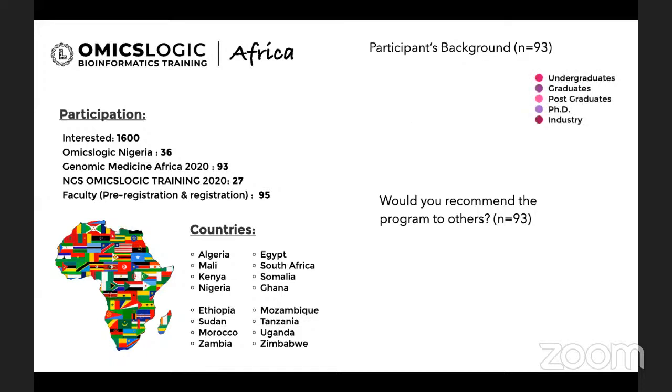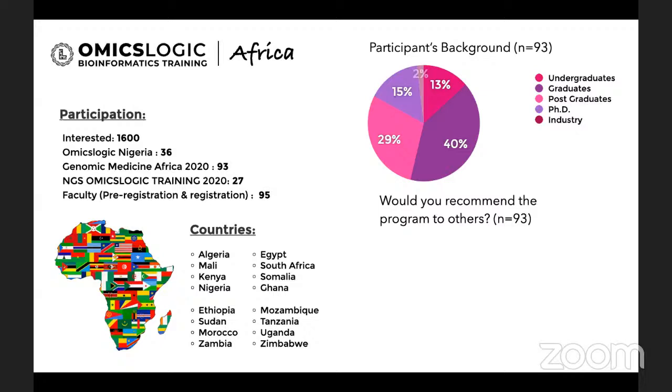And here is an interesting insight that we learned from our participants' background. This pie chart shows the numbers of undergraduates, graduates, postgraduates, PhDs, as well as industry experts among all the participants who take part in these Omics Logic programs, and also how many of them say they would recommend the program to others. About 98% of these participants say that yes, they would definitely recommend the Omics Logic training programs to their friends or peers.